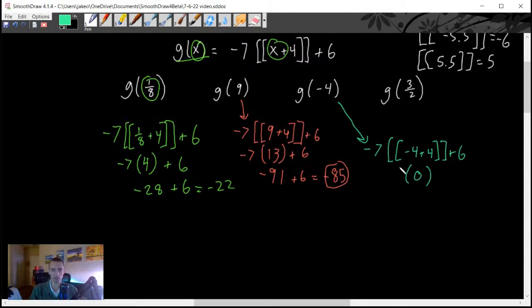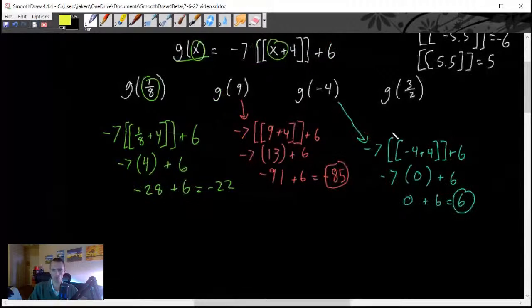This step function is not going to have any impact whenever you have a whole number or an integer. An integer is just a whole number. Whenever you're taking the step of a whole number, it's not going to change it. So the step of 0 is 0. -7 times 0 is 0, plus 6 is 6. So that's going to be g of negative 4.